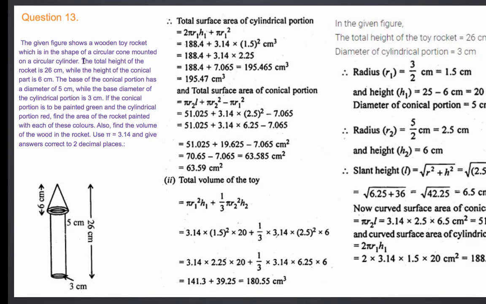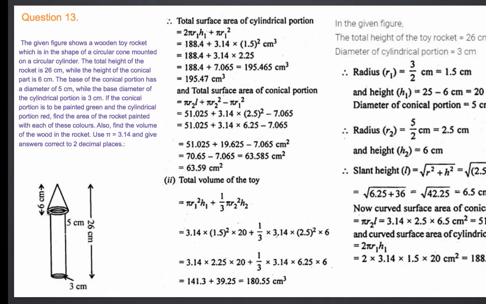Okay. Now further it is given that the total height of the rocket is 26 while the height of the cone is 6. The base of the conical portion has diameter 5 centimeter. So this base of the cone, which is obviously circular, has diameter 5 centimeter. Now the radius of the cone in that case will become what? The cylindrical portion has the diameter 3 centimeter and that of the cone is 5 centimeter. So diameters are given for both. Can we find the radius? Yes.